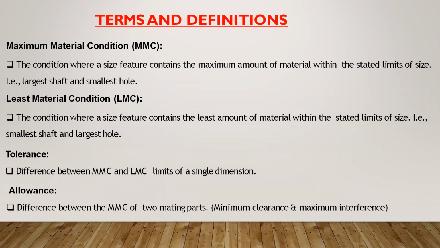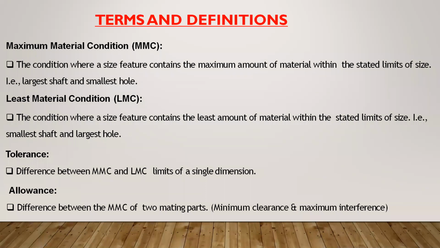Next we can see some terms and conditions regarding the fits. First one is the maximum material condition. In this maximum material condition, a size feature contains the maximum amount of material within the stated limits of size, that is the largest shaft and the smallest hole. So this maximum material condition refers to the maximum amount of material within the size limits, that is the largest shaft and the smallest hole.